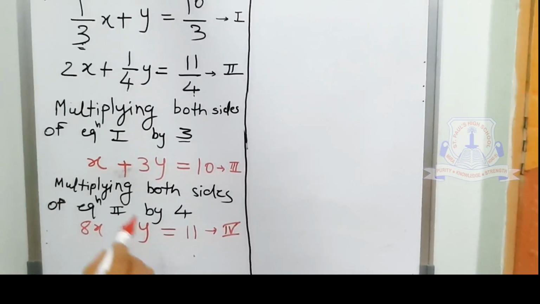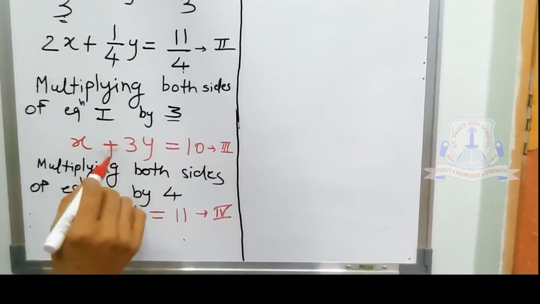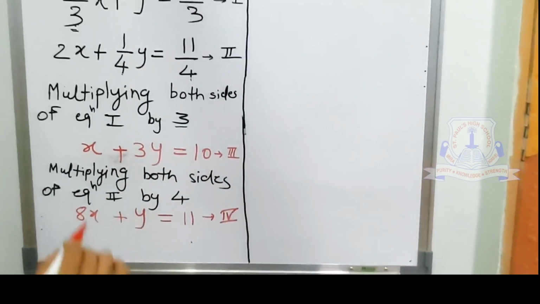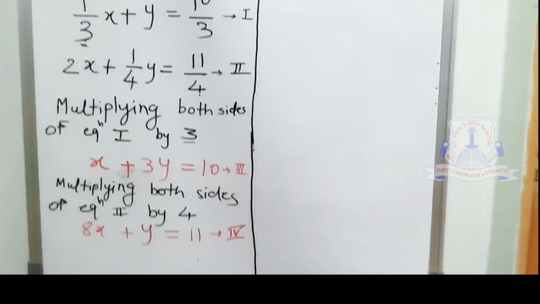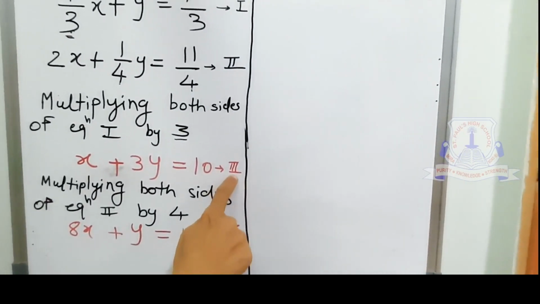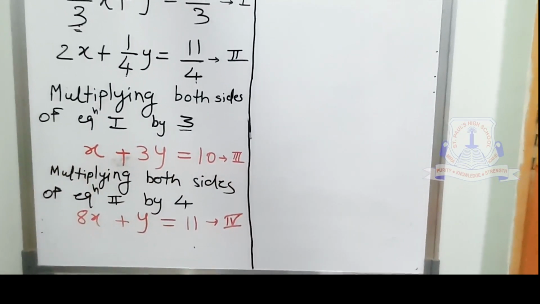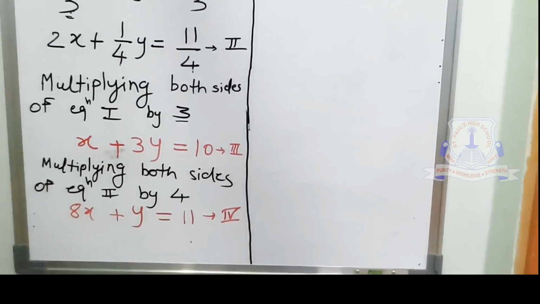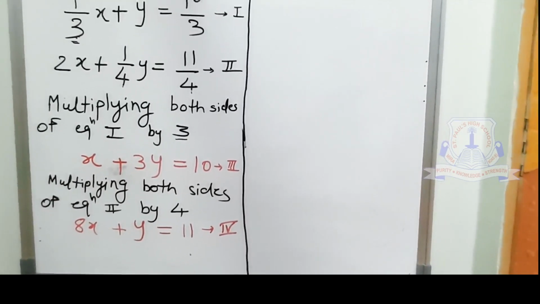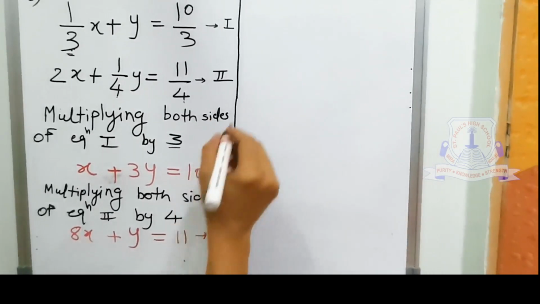Now we got simple equations, but still the coefficient of variable y is not same, and even in x also it is not same. So we can multiply equation 3 by 8 to make it same, or equation 4 by 3. So I am using multiplying by 3 on both sides of equation 4.